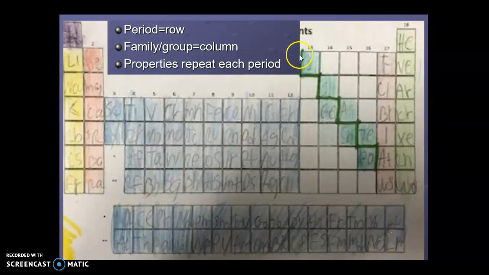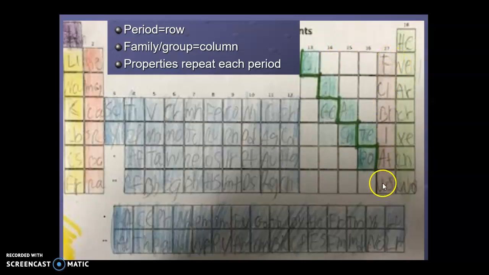The next ones you're going to need to do are called the metalloids. The metalloids start right here with boron. So it goes boron here, silicon, germanium, arsenic, antimony, tellurium. There are 6 of them: 1, 2, 3, 4, 5, 6. There are 6 metalloids, and they have semi-metal properties. Leave the rest of these white.